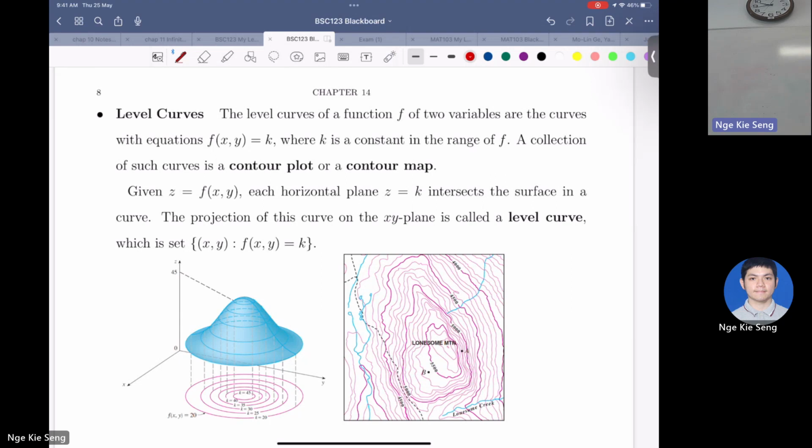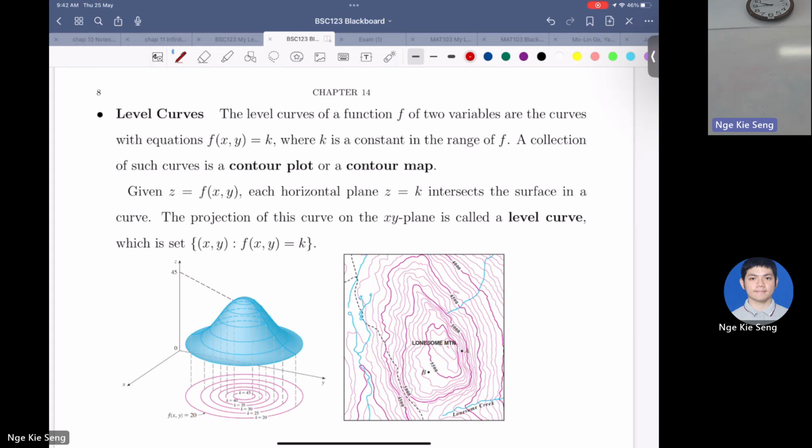Given z equals f(x,y), each horizontal plane z equals k intersects the surface in a curve. The projection of this curve on the xy plane is called a level curve. So what's a level curve? We have f(x,y), and then we cut it at k, at the plane z equals k. Remember just now we started with the plane f(x,y) equals 2. Now we consider any k, not just 2, 3, 4, but 2.5. So I use the plane and cut through the surface.